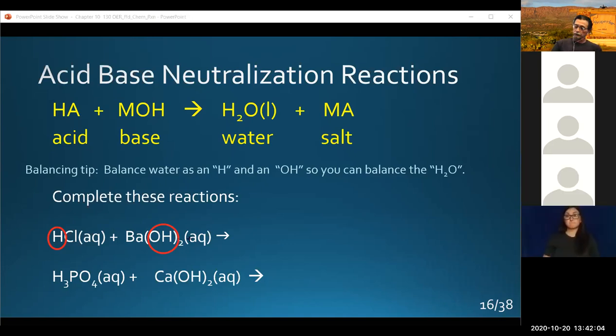You need two, okay? I need two protons to balance out the two hydroxides. So I could just simply put a 2 in front of hydrochloric acid, and that would balance out my hydroxides, which means how many waters would I get?